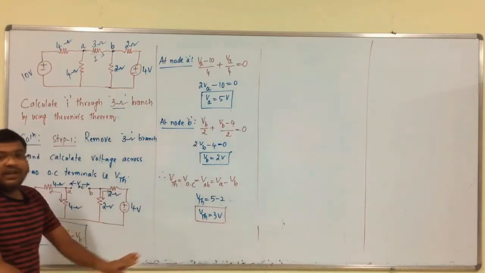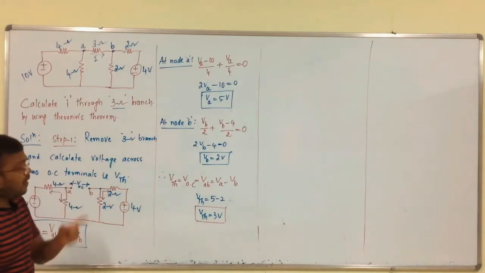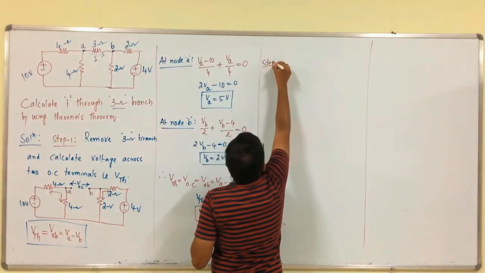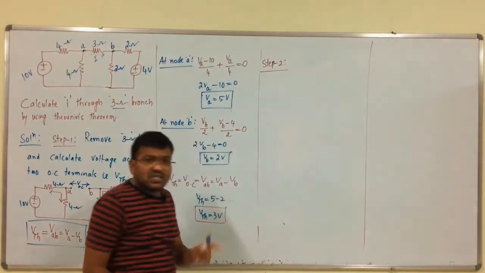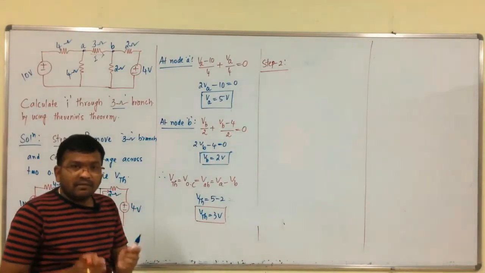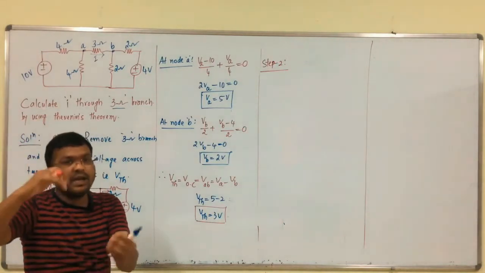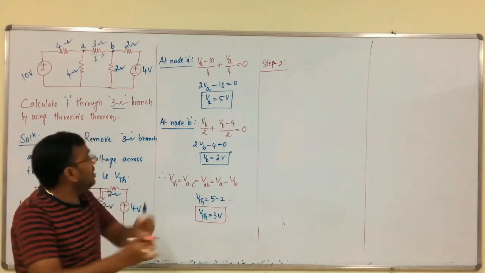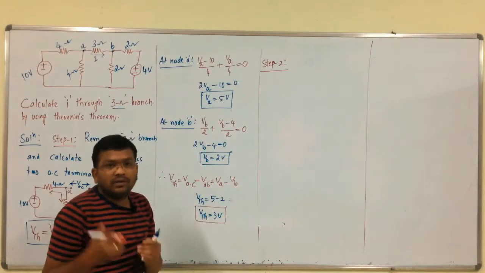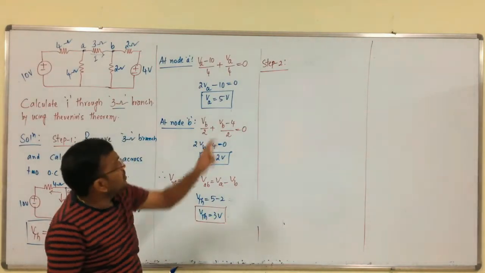We have VTH. Clear? Step 1 completed. Now, we have to get the equivalent resistor. First, we have to get VTH, next we have to get RTH. In step 3, we have to get the equivalent circuit, VTH in series with RTH. In step 4, we have to reconnect this load resistance in series with that RTH and calculate the load current through that 3 ohm branch. Over, problem is over.